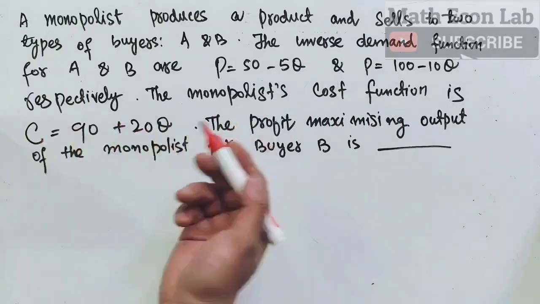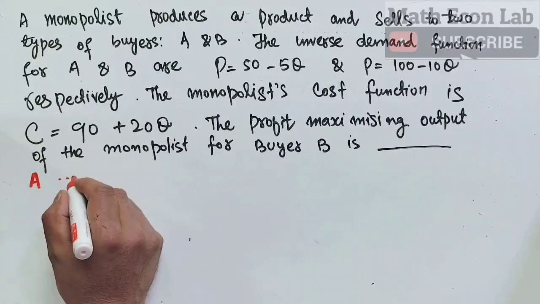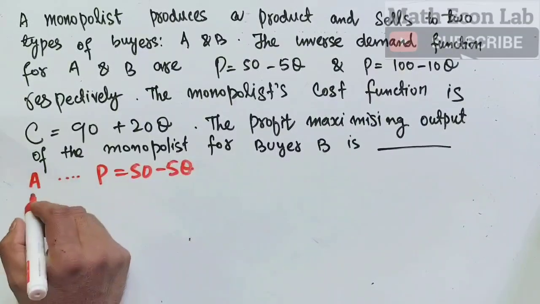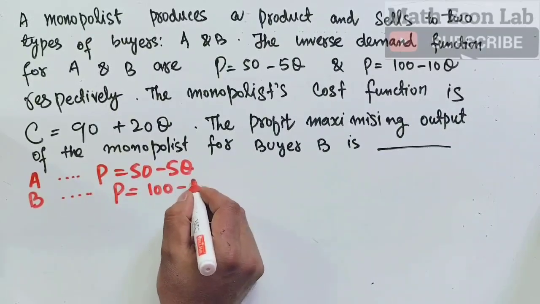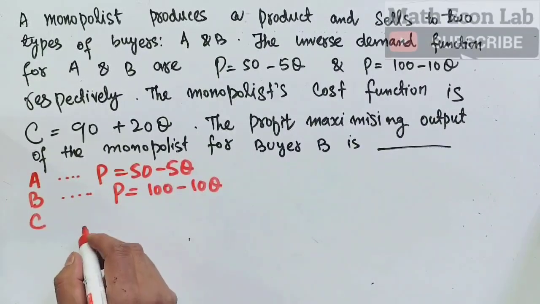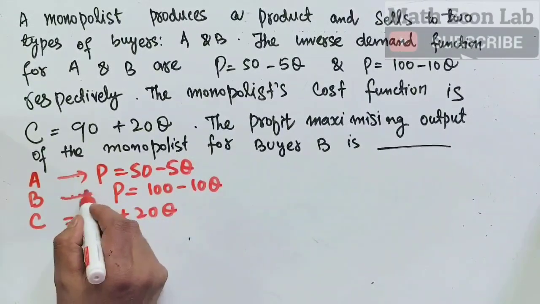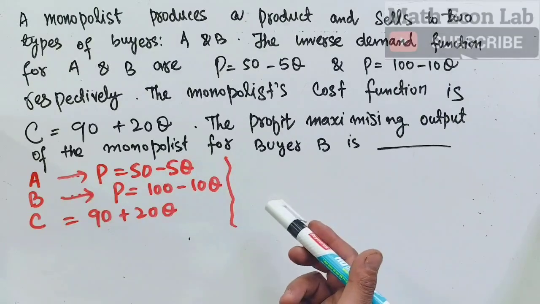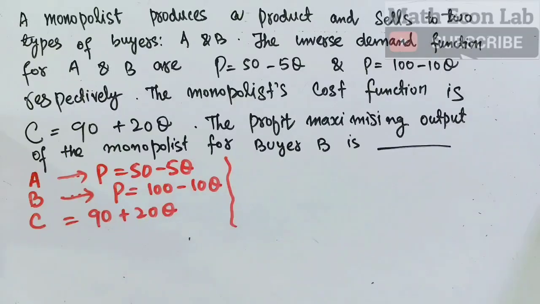So we are being given the monopolist. We have two buyers. For A the demand function is P is equal to 50 minus 5Q. For B the demand function is P is equal to 100 minus 10Q. Also the cost function for the monopolist is 90 plus 20Q. We need to find out, if the monopolist wants to maximize profit, how much output the monopolist should produce for buyer B.